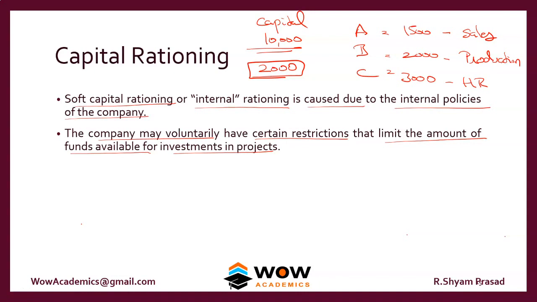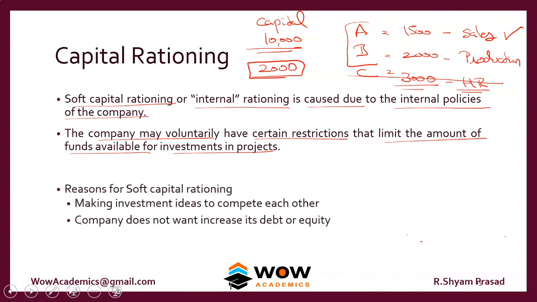Only the project which is very convincing and looks very promising would be selected. So in this case, the HR manager should not propose C for 3,000, because the total limit itself is 2,000. So this project will be immediately cancelled. Out of A and B, whichever is viable enough will be selected. So they can go with the sales manager's investment proposal. So that's how internal capital rationing works.